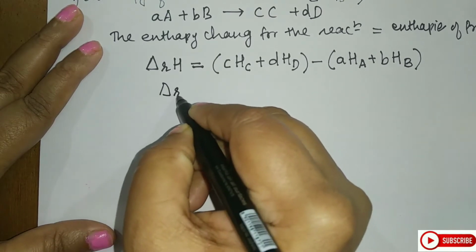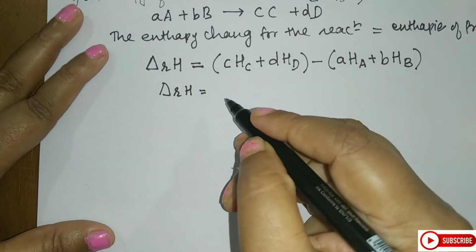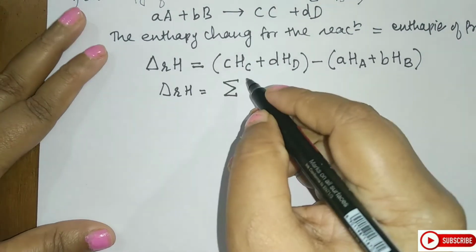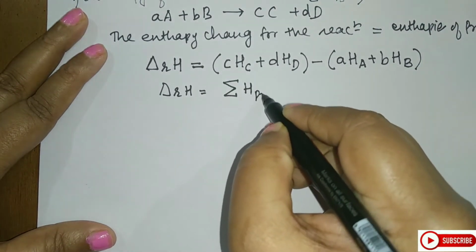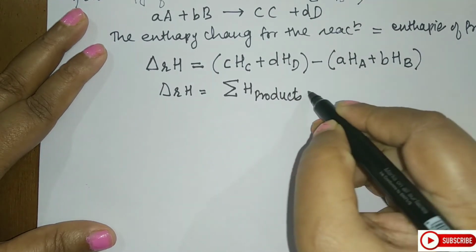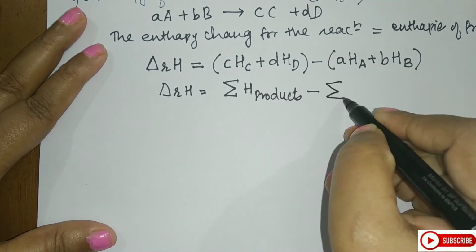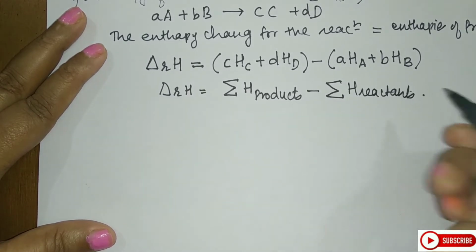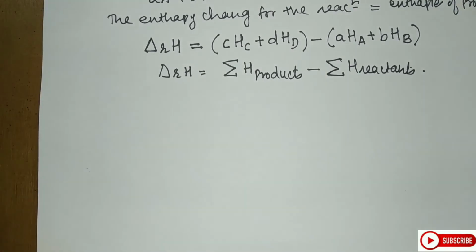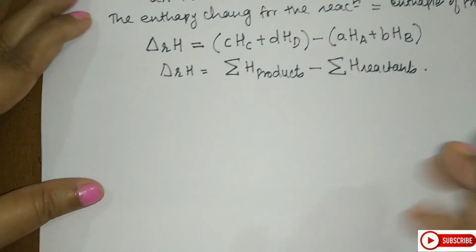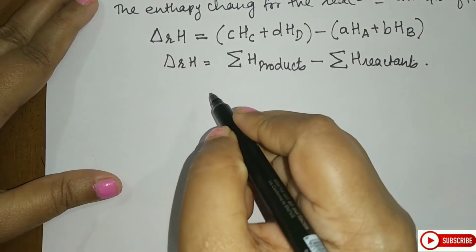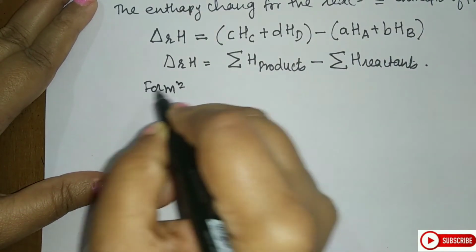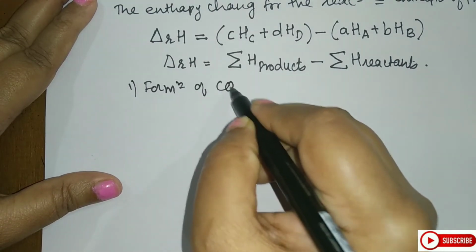So the formula is: enthalpy of the chemical reaction is equal to the summation of the enthalpies of all the products minus the summation of the enthalpies of all the reactants. So this is the formula. For understanding this, let us take an example. Say we are taking the example of formation of carbon dioxide.